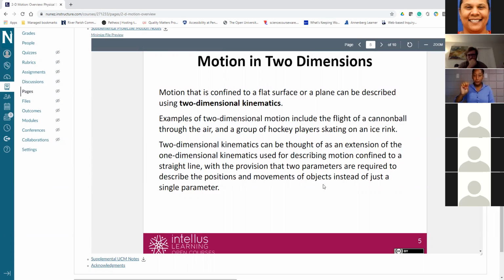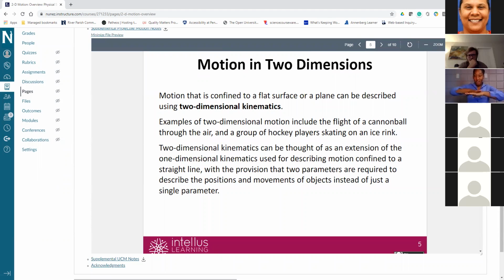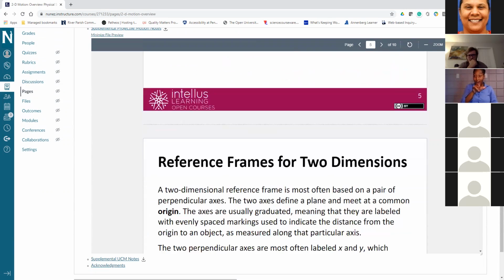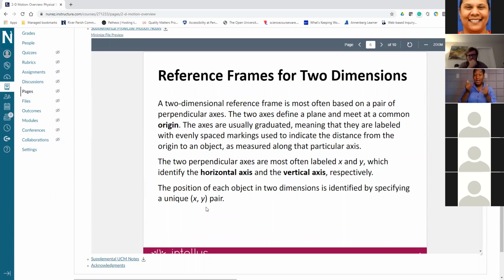So we're moving beyond the object moving in a straight line to an object that, in this particular example of a projectile, will be moving in what we call a parabolic path. Now the object can move anywhere on a flat surface or plane, as opposed to a straight line. So we need two parameters to describe it. Before, we were using X or Y. Now we're going to be using X and Y. That's what they're telling you here: to describe our object, we need an XY pair.